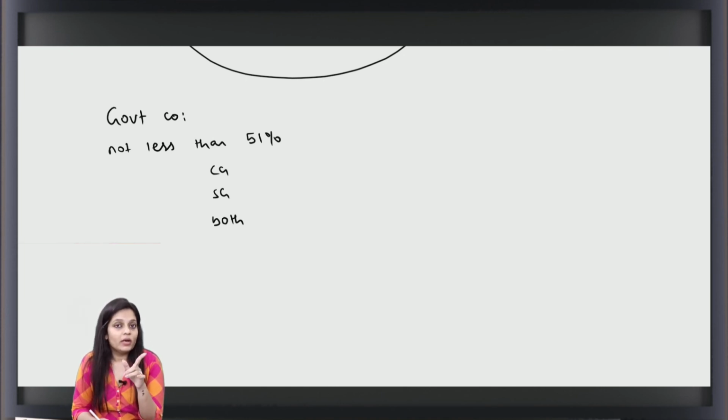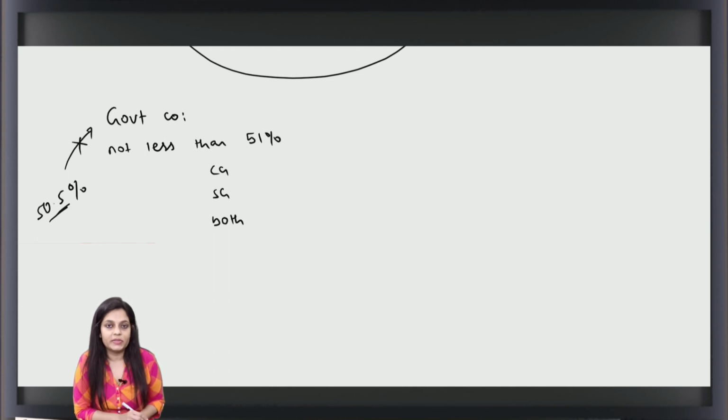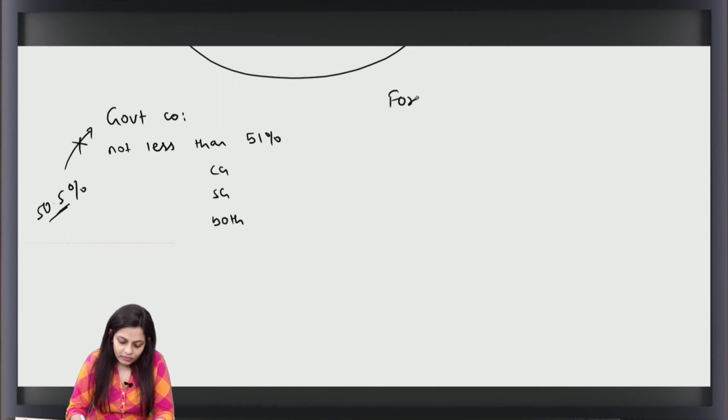When I said holding, I said more than half of the voting power. So if it is 50.5%, can we say it's holding subsidiary? Yes. But when I say not less than 51%, is 50.5% government? No, it has to be minimum 51%. So at least 51% of the shares are held by either central government alone or state government alone or together by them. Now what is a foreign company? A foreign company is a company which is incorporated outside India.